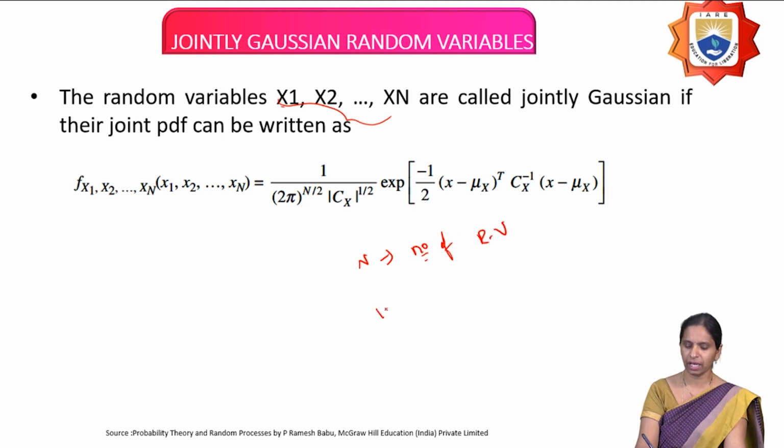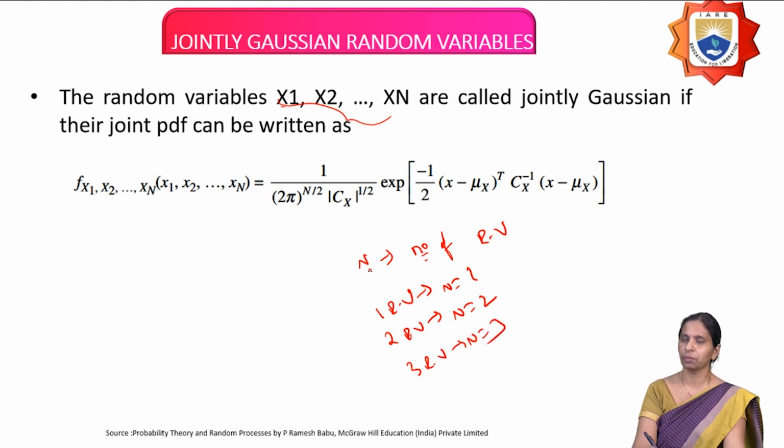For a single random variable, you take n equals 1. For two random variables, n equals 2. For three random variables, n equals 3 and so on. Therefore n represents the number of random variables. So, 1 by 2 pi whole power n by 2 into mod of Cx power 1 by 2 into e power minus 1 by 2 into x minus mu x transpose, Cx inverse, into x minus x bar.